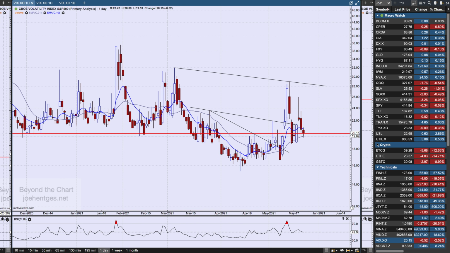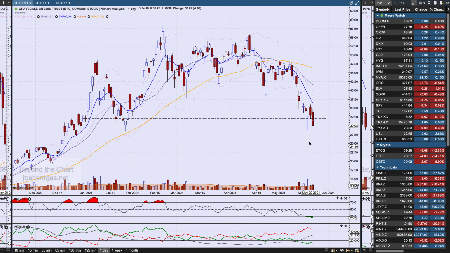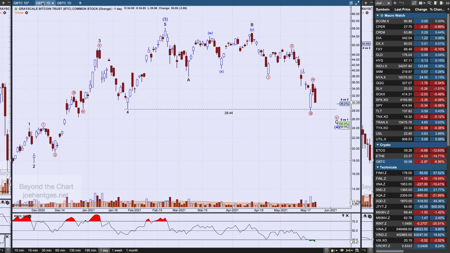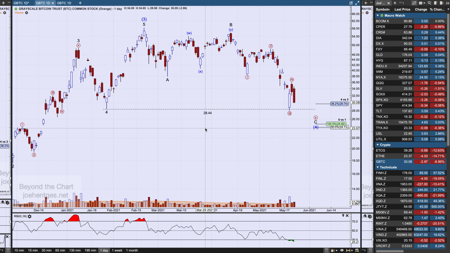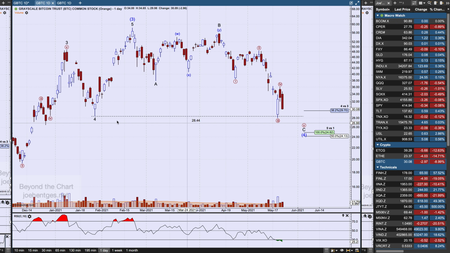Okay, let's do an update on Bitcoin. Here's GBTC. Well, it was down hard again on Friday as Bitcoin continued to pull back again. Here's Wednesday, and you can see the low, and it's really interesting. That low came down all the way. Let's go over here. There we go. Okay, 28.44 is the January low on the GBTC ETF.